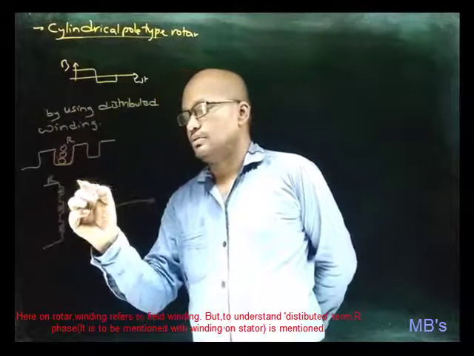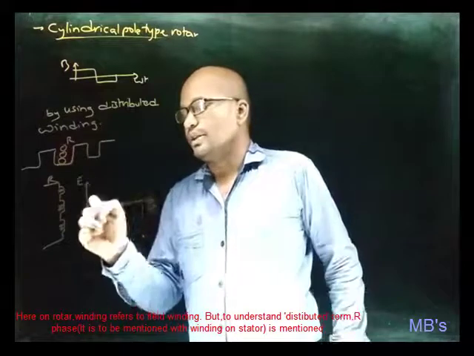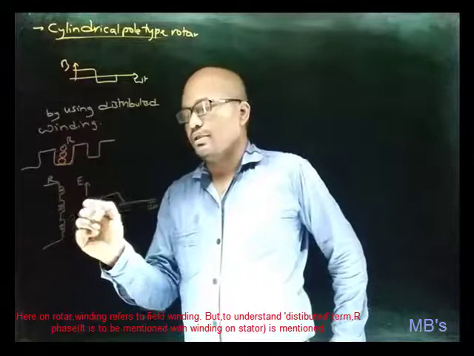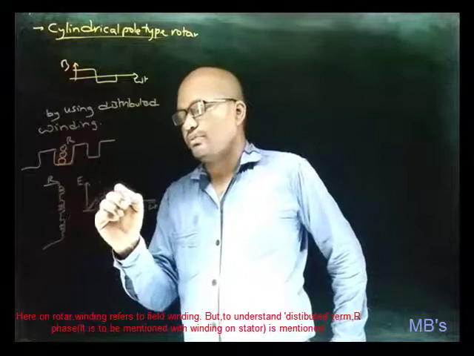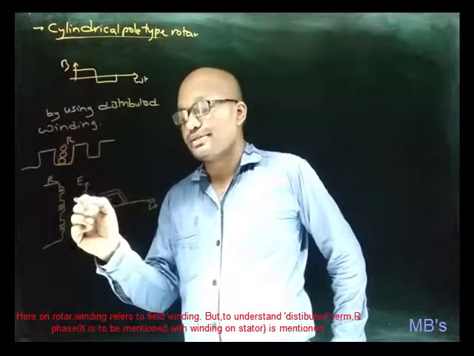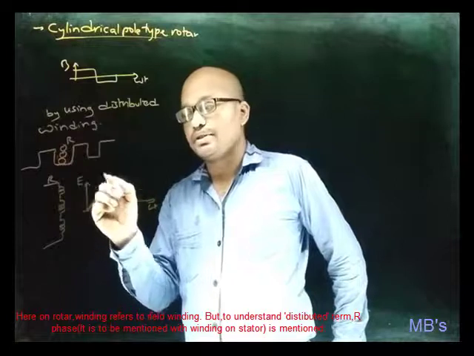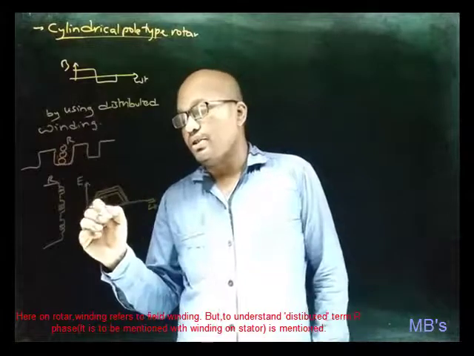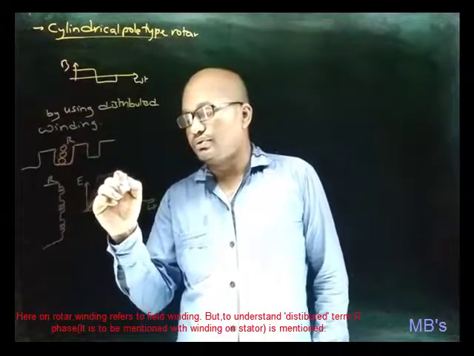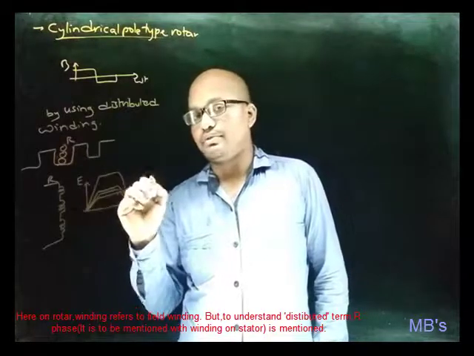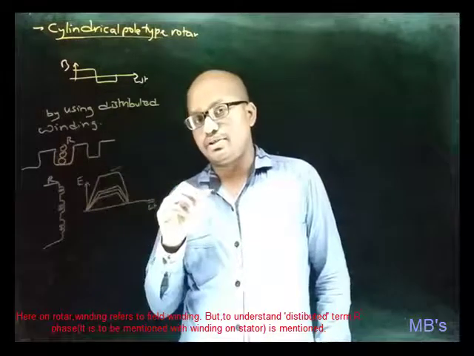Okay, let this be the EMF induced in the first conductor, and let this be the EMF induced in the second conductor, which is placed in the same slot, and let this be the EMF induced in the third conductor, which is placed in the same slot. And now the resultant of the 3 conductors' EMF will be this one, which is non-sinusoidal.